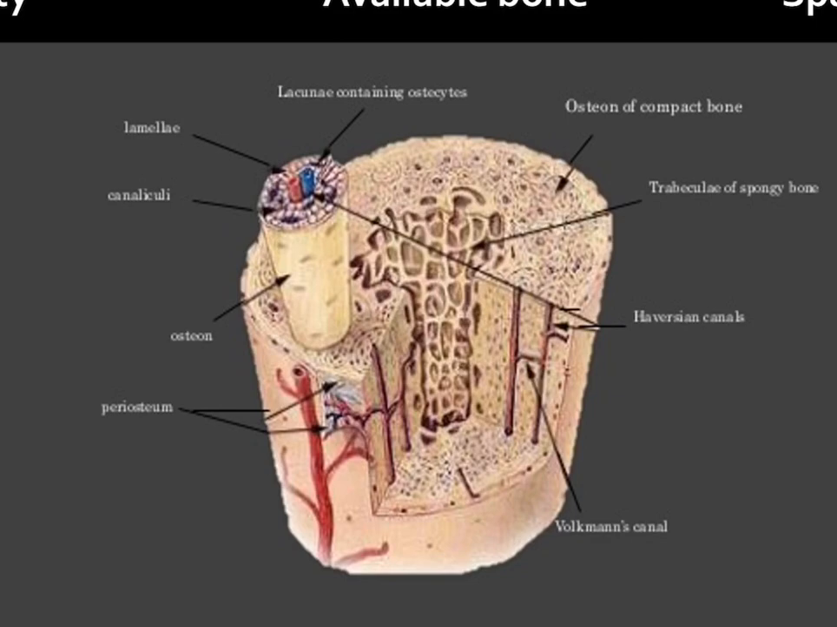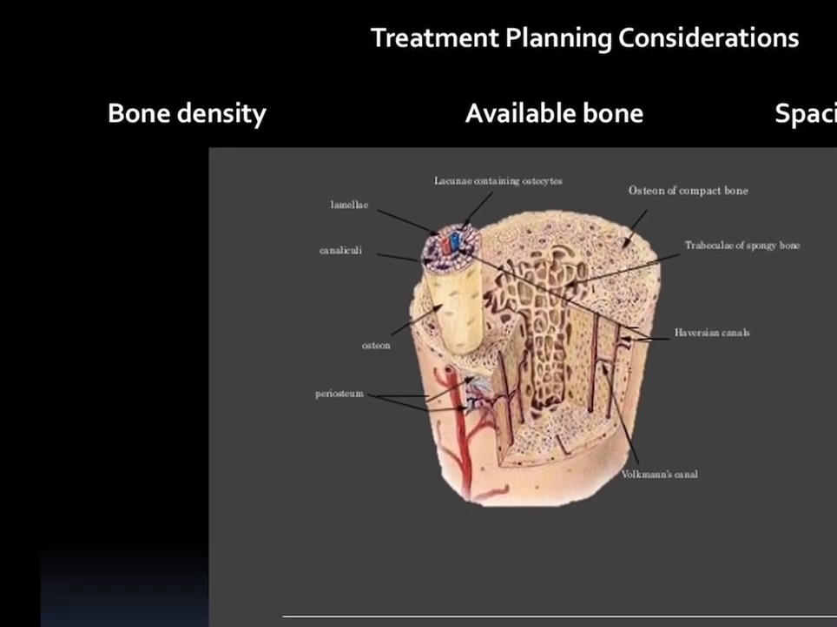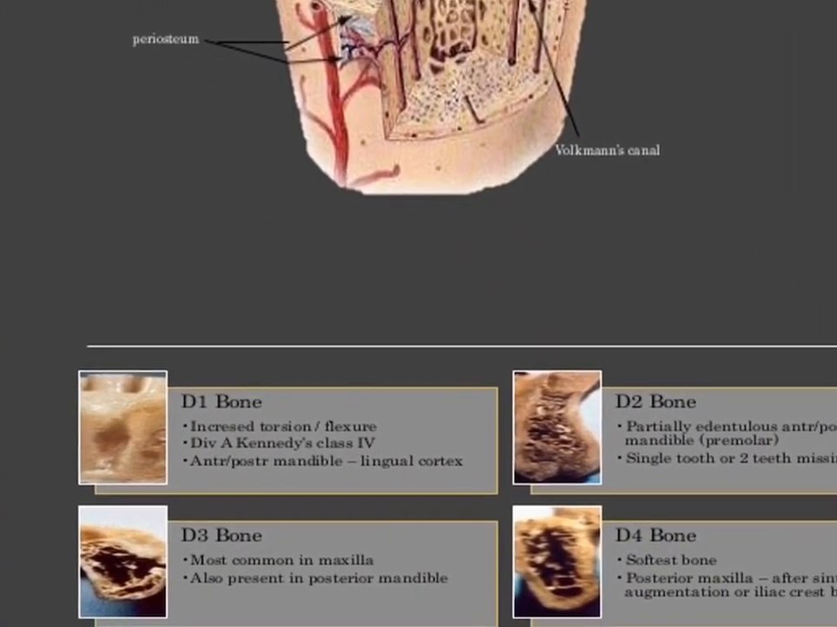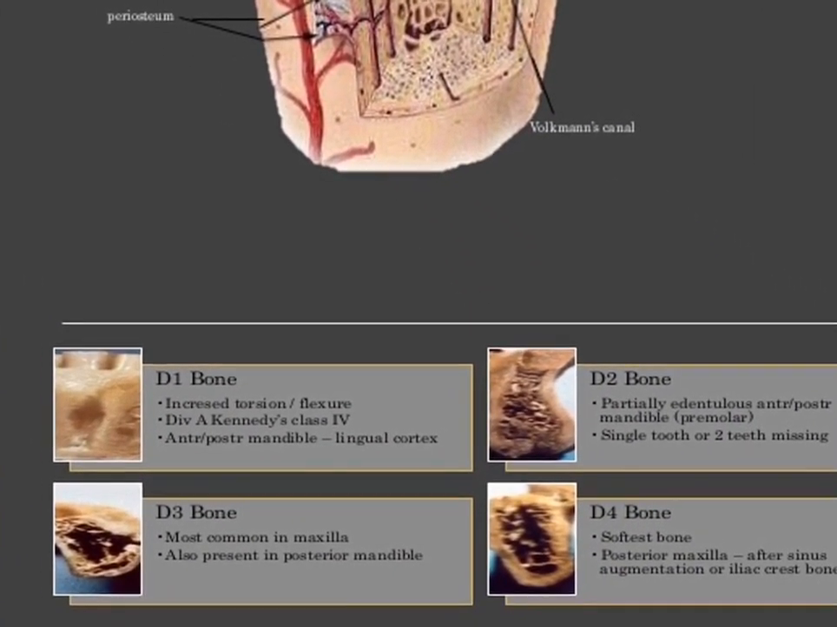So this is how the normal cortical bone looks, and it can then be classified as D1, D2, D3 and D4 bone, depending on the density and the position where it is present.